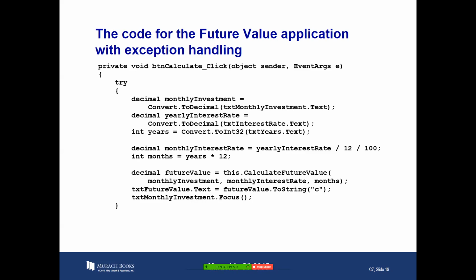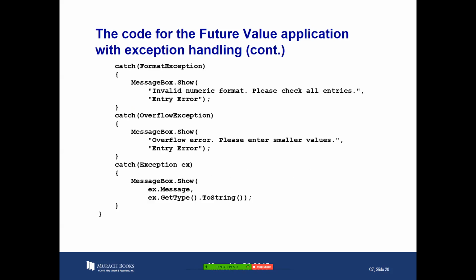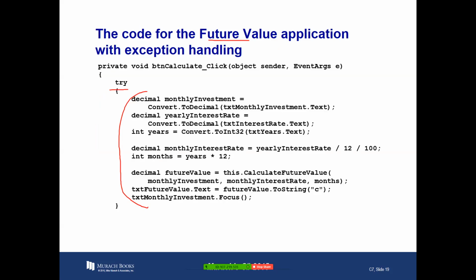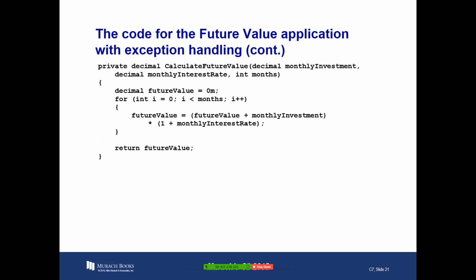So here's the code for this future value application that we talk about in this textbook. You just throw your code in here, which is fine. And then you have a bunch of exceptions. You catch all the kinds of exceptions that can occur next. So this is the try part, this is the catch part. You might have some finally after that. And this code comes afterwards, I guess.